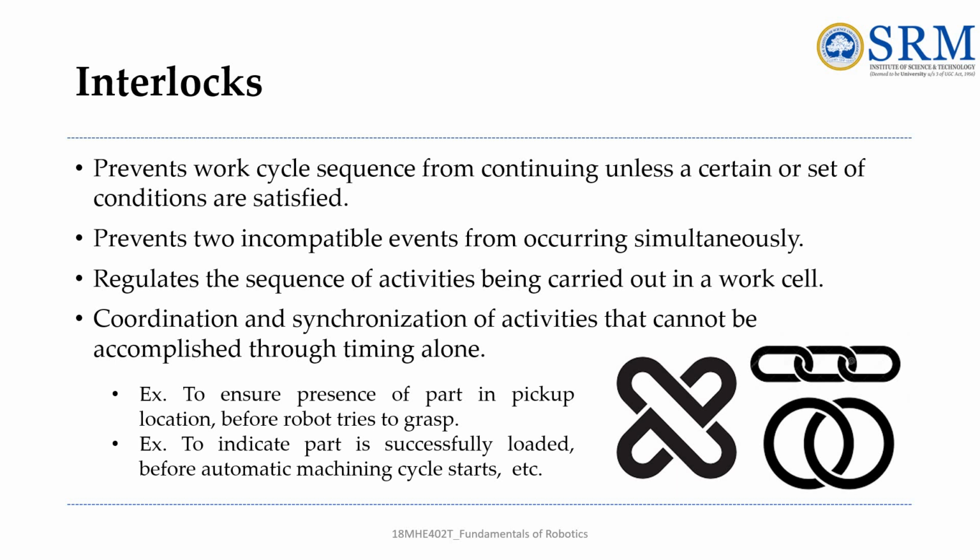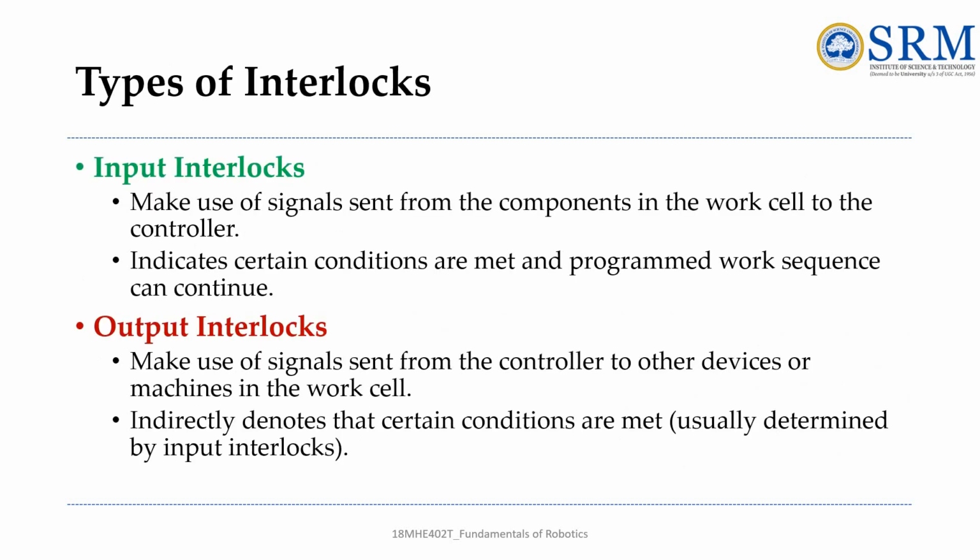It checks whether the work part is placed at the accurate location on the conveyor for allowing the robot to grasp it perfectly. It specifies that the work part loaded is perfect for beginning the automatic machining cycle. Also, it helps in identifying when the work cycle has been finished for continuing the next machining cycle.